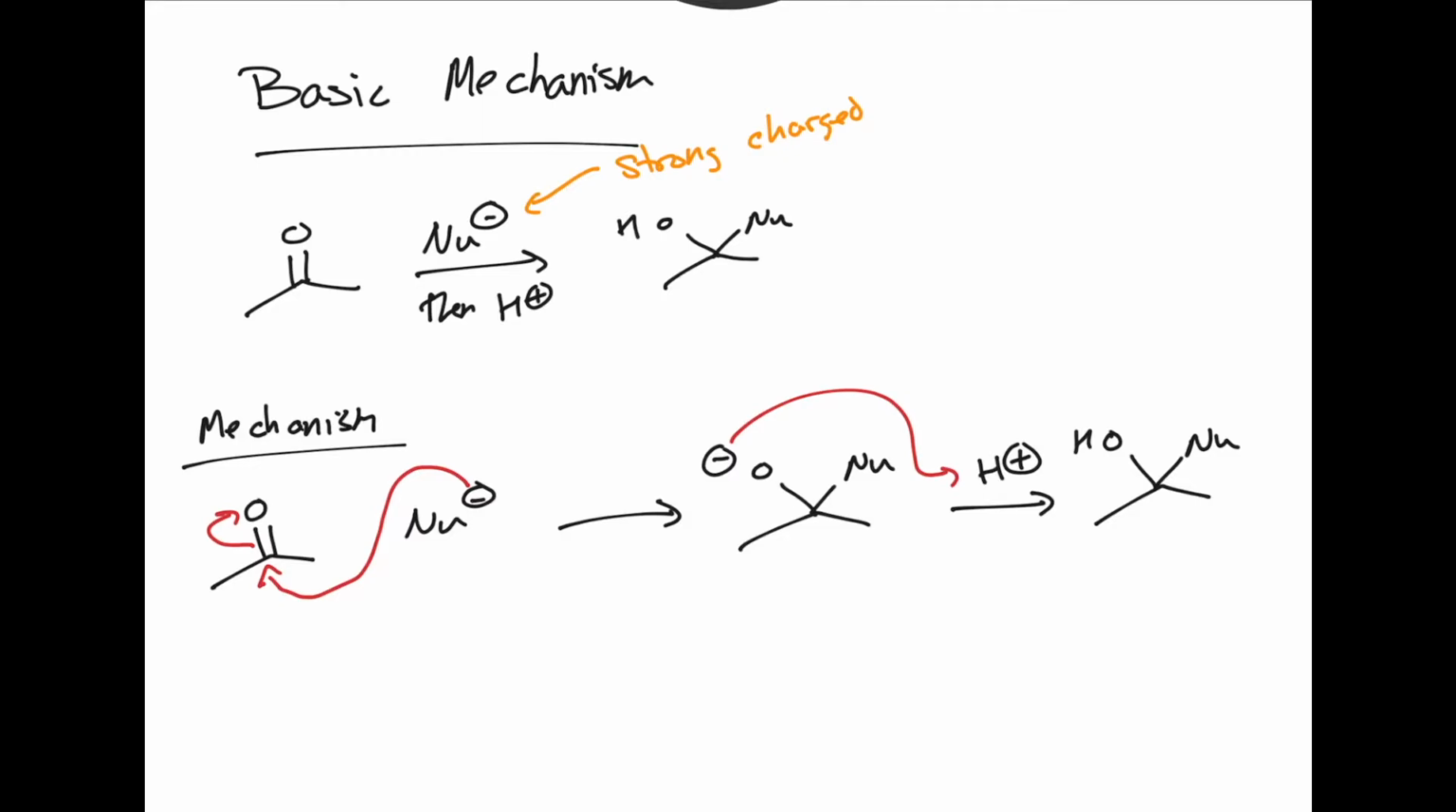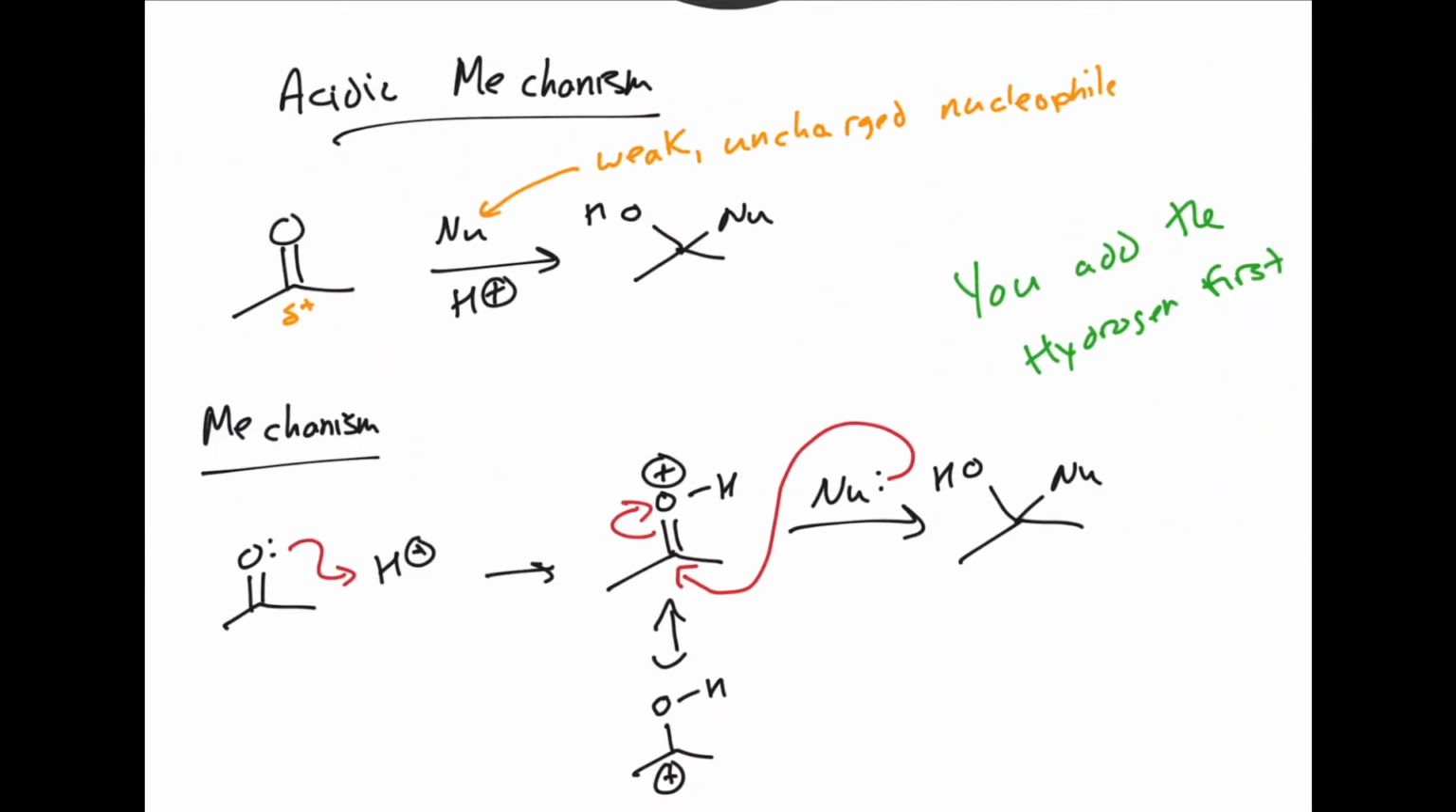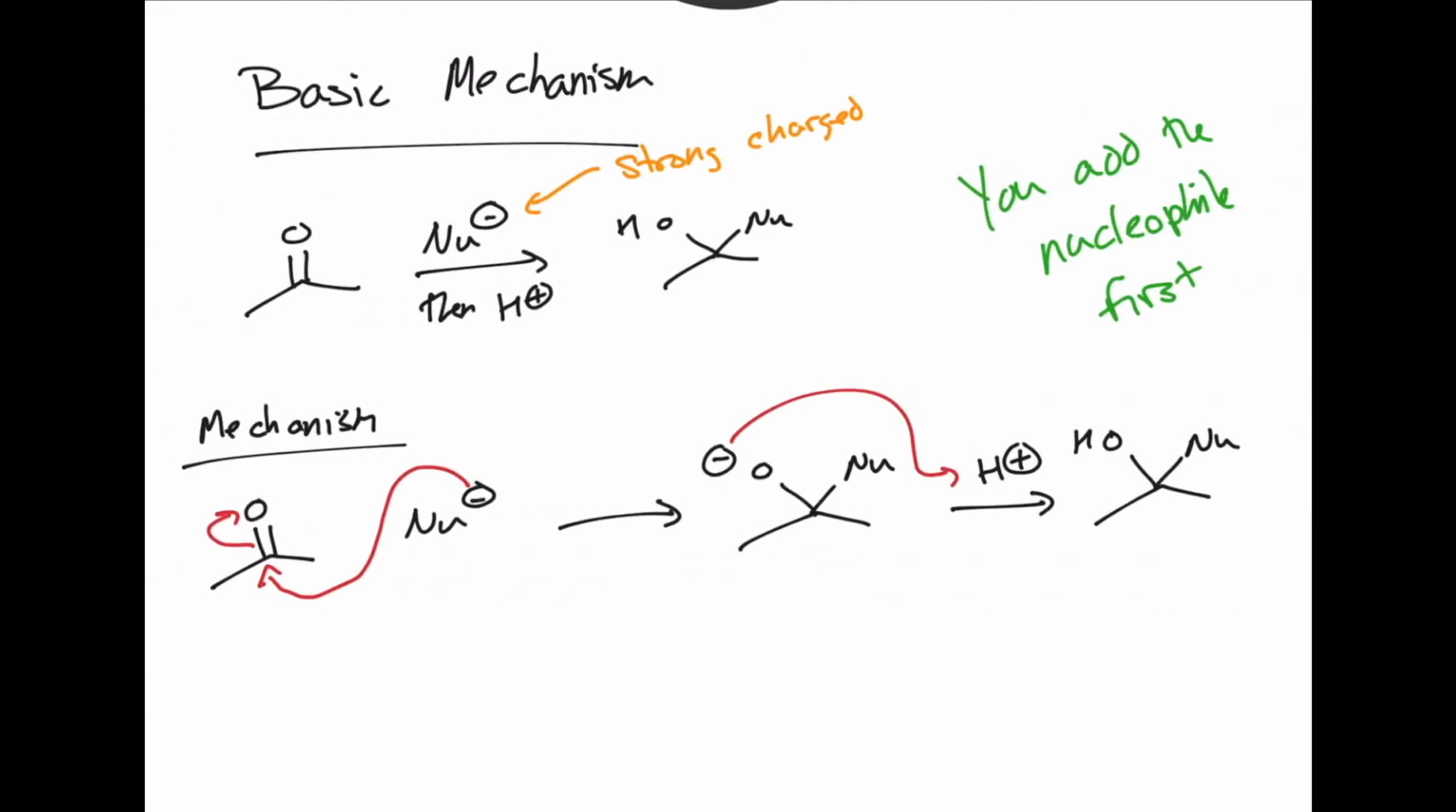So under basic conditions, you add the nucleophile first. Right? Acidic conditions, you add the proton. Right? You add the proton to the oxygen, then you add the nucleophile. Basic conditions, you add the nucleophile, then you add the proton. As you can tell, the basic mechanism, super easy. Add a thing, then add a proton.